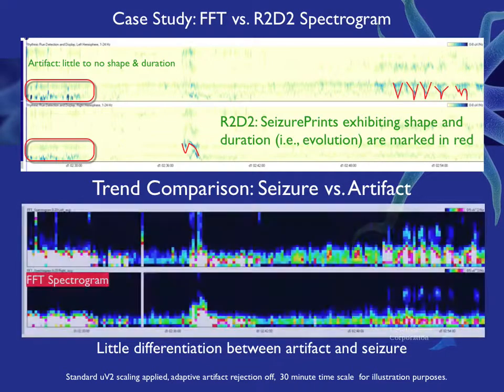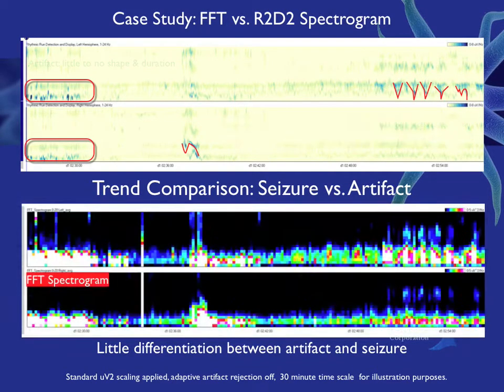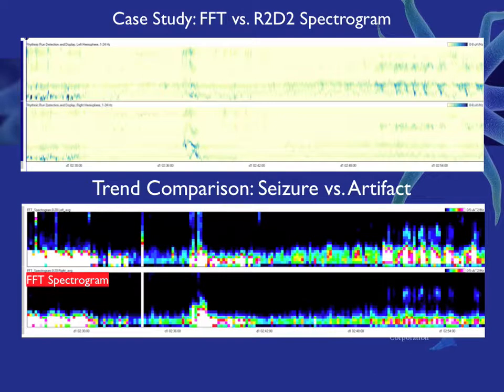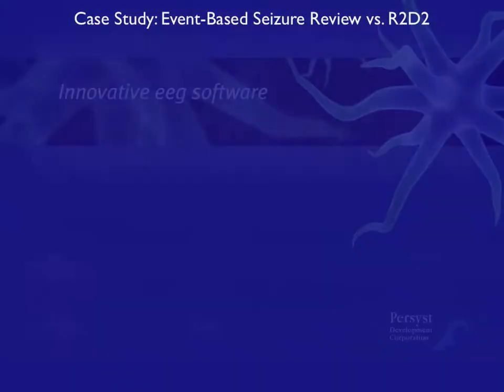Next, let's compare the R2-D2 trend at the top with the traditional FFT spectrogram. Again, there are deflections for seizure and artifact alike. However, there is no way to differentiate or identify seizure or artifact on the basis of the FFT spectrogram display. In both cases, FFT-based trends do not provide sufficient detail or discrimination for seizure recognition or review.